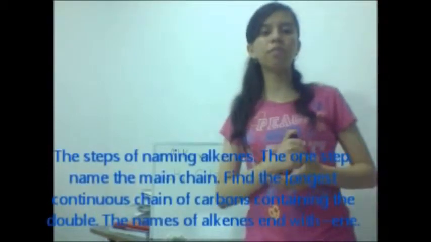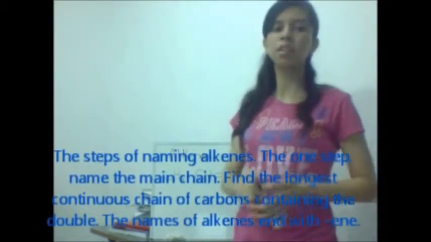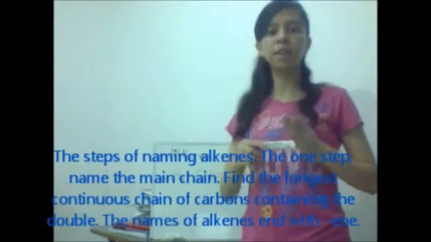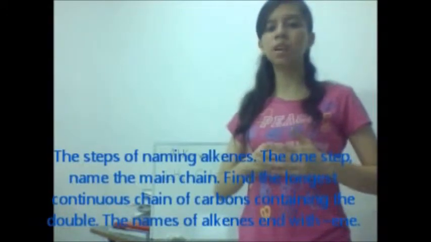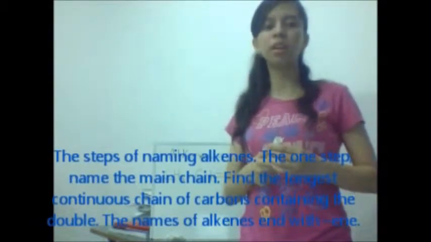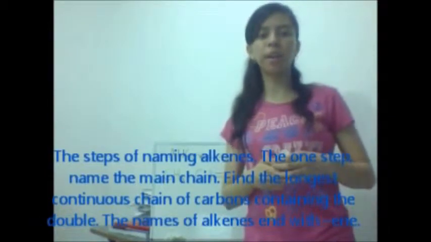The first step of naming the alkenes: name the main chain. Find the longest continuous chain of carbon containing the double bond. The names of alkenes end with -ene.